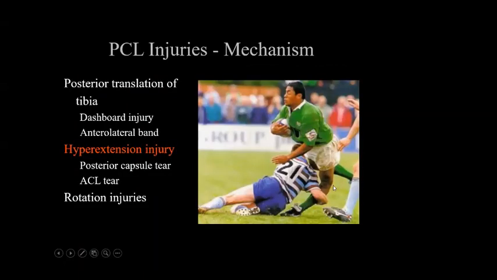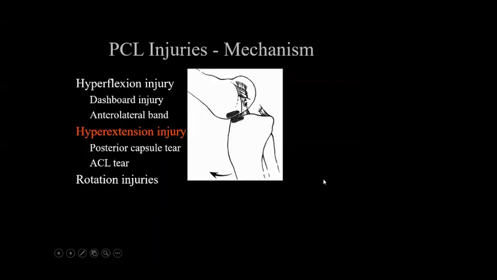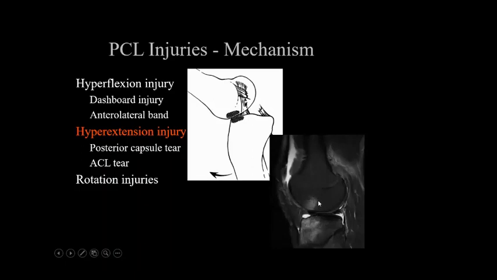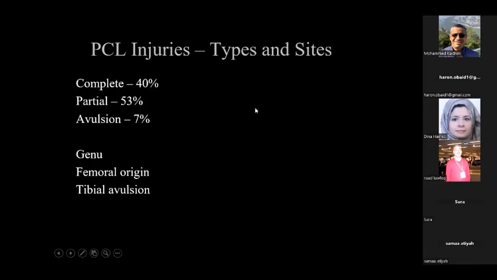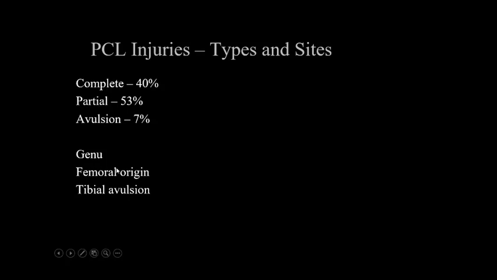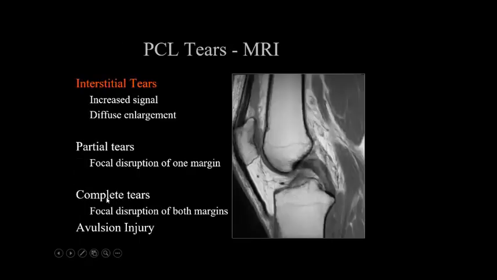The second mechanism of injury is hyperextension, and this leads to kissing bony contusion involving the anterior aspect of the femur and the tibia. This type of mechanism of injury leads to tears involving both the PCL and the ACL. So it's the one mechanism of injury that actually tears both cruciate ligaments. Types of PCL tears could be complete, partial, or bony avulsion, and could involve the body, the femoral attachment, or the tibial attachment. Here we see a patient with PCL sprain.